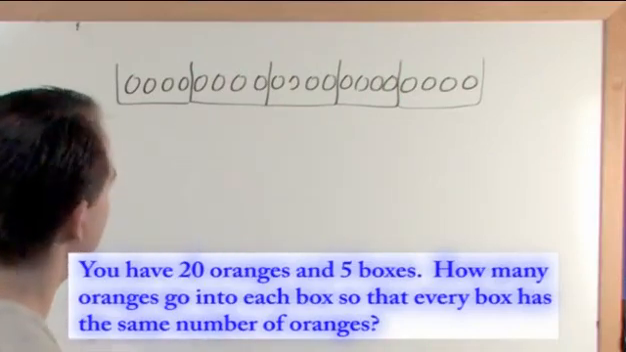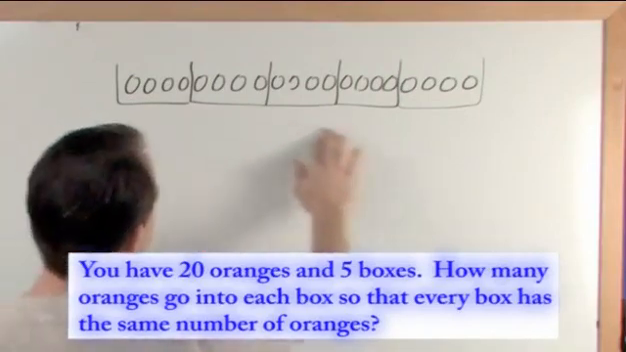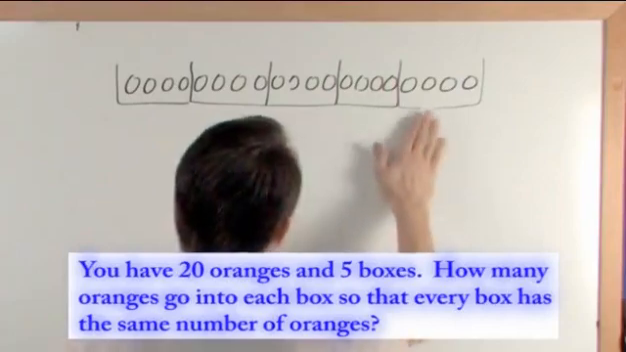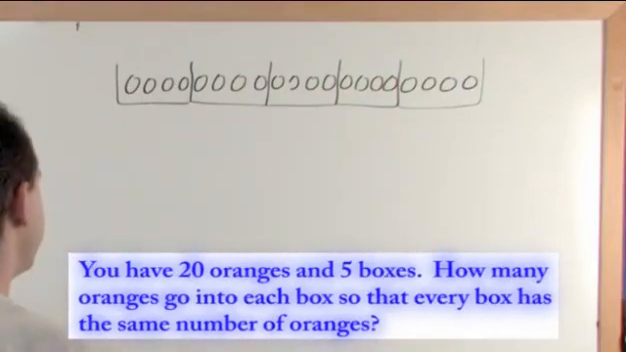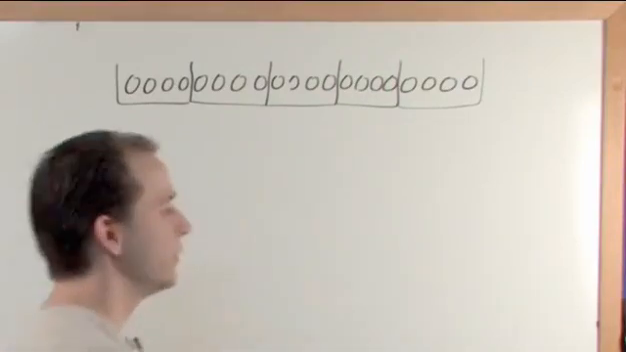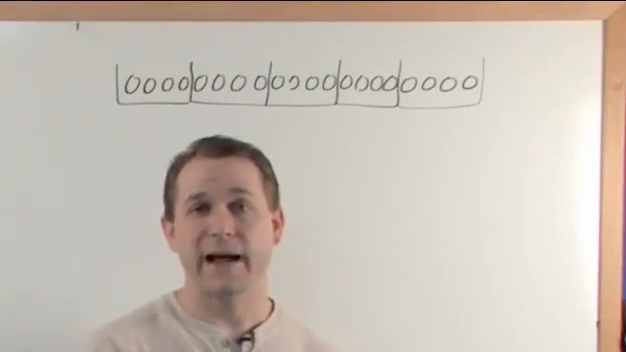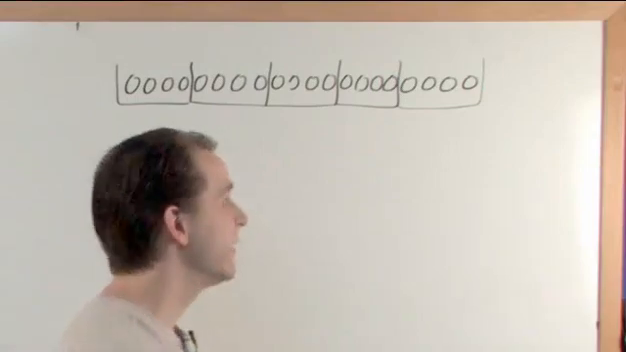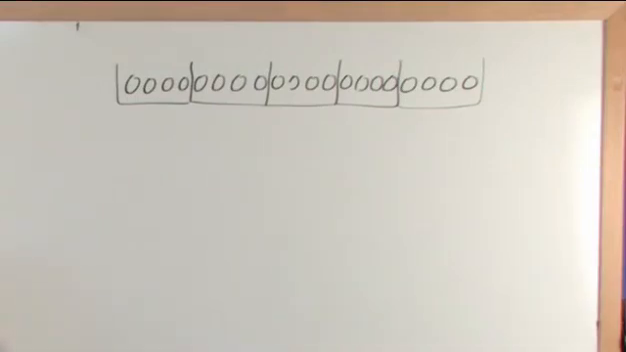Okay, so here I could draw it and I could show you if I had 20 oranges and I divided them up into 5 boxes, 1 box, 2, 3, 4, 5 boxes, I would have 4 oranges in every single box. But, you know, most of your problems, you're not going to be able to do that. You're not going to be able to draw it to get the answer. So you have to know how to do it with the math, okay?